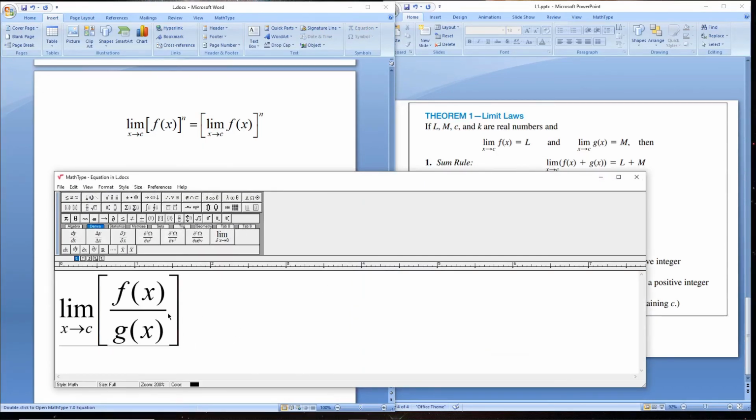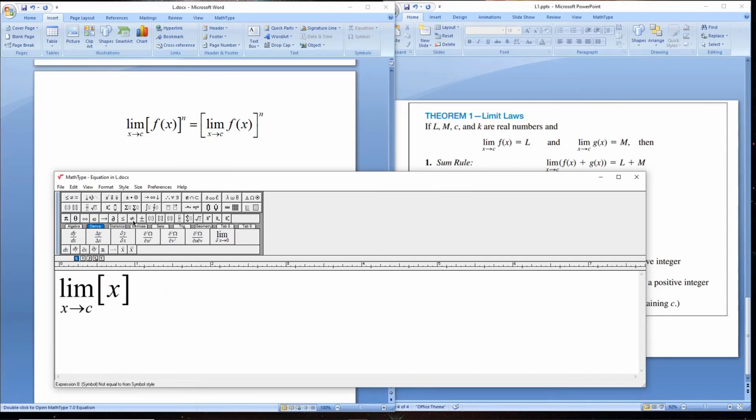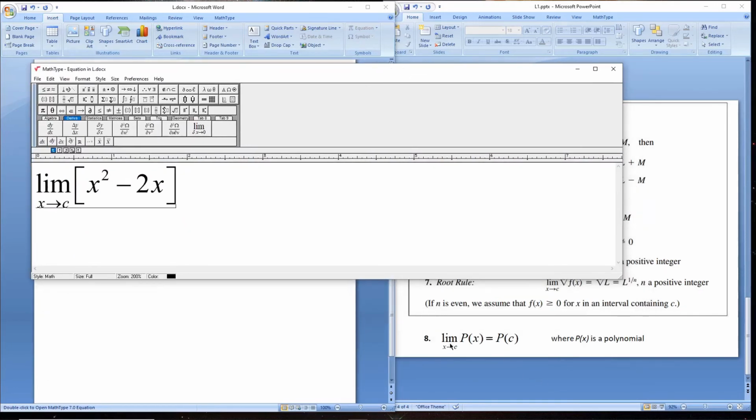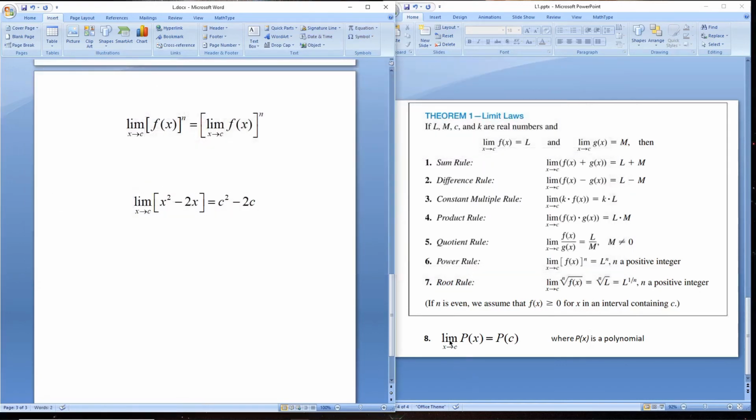So what that means is, let's say we have x squared minus 2x, which is a polynomial. And so this property is saying then, this limit of a polynomial is always going to be equal to just plugging the value c in. So just like function notation. So if you're taking the limit of a polynomial, then this is just function notation that you're used to. That you're just going to plug c into the function.